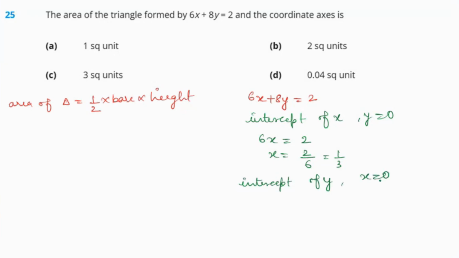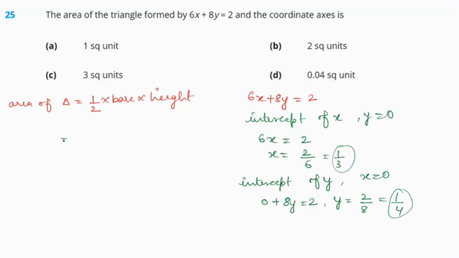And if we need to figure out the intercept of y, then we need to put the value of x as 0. So it becomes 0 plus 8y is equal to 2. We will be getting the value of y as 2 by 8. That gives us 1 by 4. So the value of y is 1 by 4. The value of x is 1 by 3.